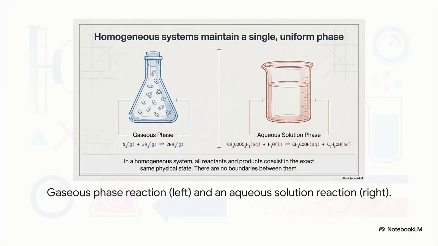Okay, check these out, two perfect examples. Over on the left, you've got the famous Haber process for making ammonia. You've got nitrogen gas, hydrogen gas, and ammonia gas. It's all happening in a single gaseous phase. Then, on the right, we've got a reaction where everything is dissolved in water, a single aqueous solution. See, both are classic examples of homogeneous equilibria.